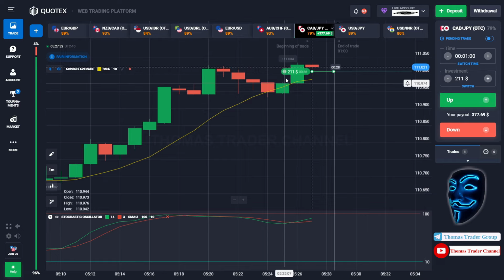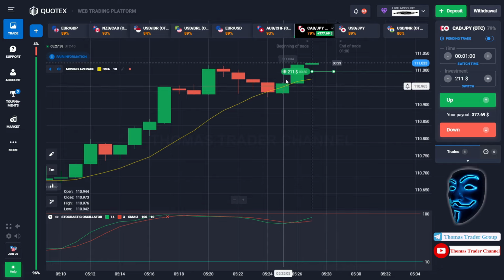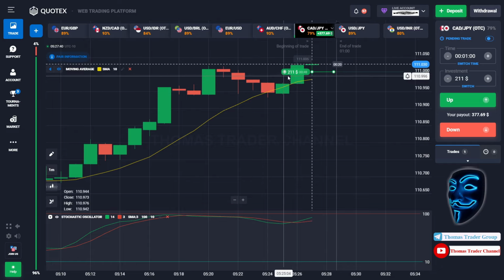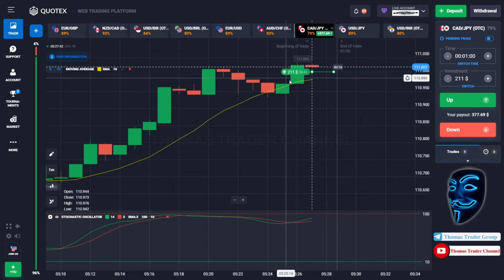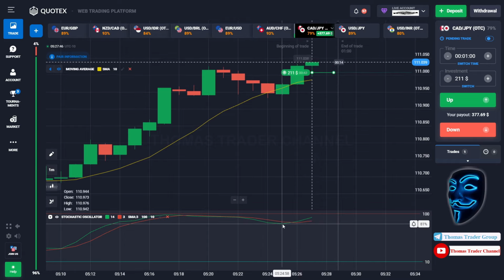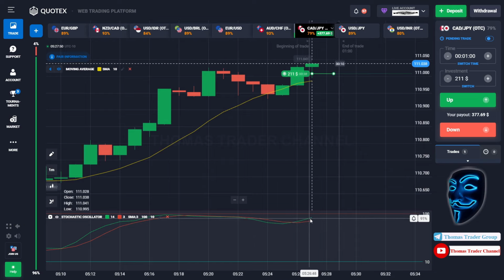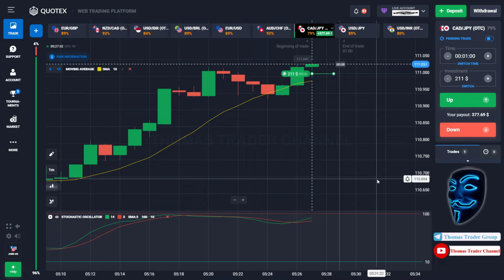As you can see, the market has just made a rebound on the moving average line. I'm sure that the market will still continue the bullish trend. And the stochastic oscillator is also facing bullish trend. Let's pivot and let's wait till the end of our trade.